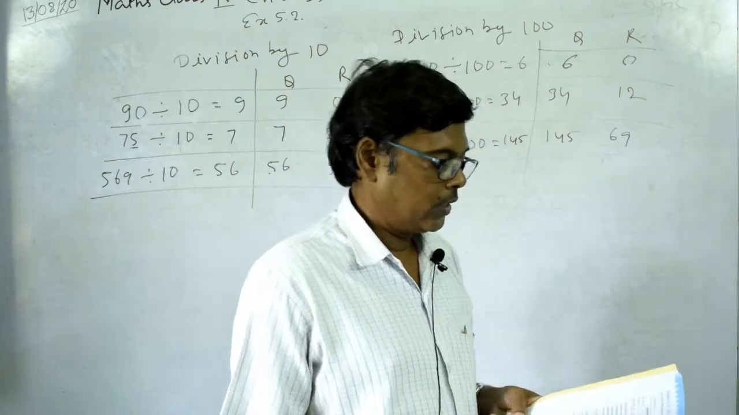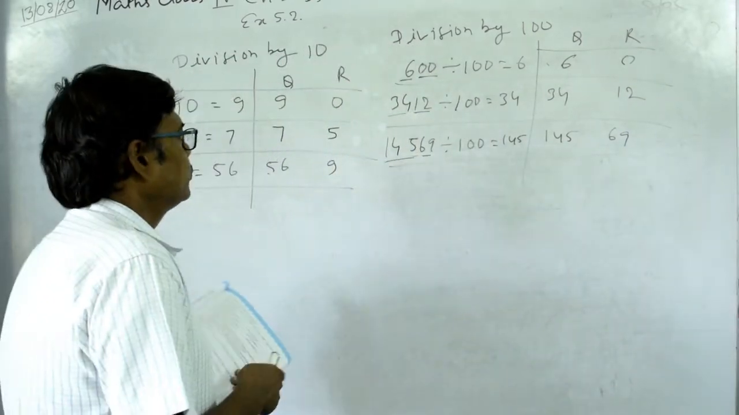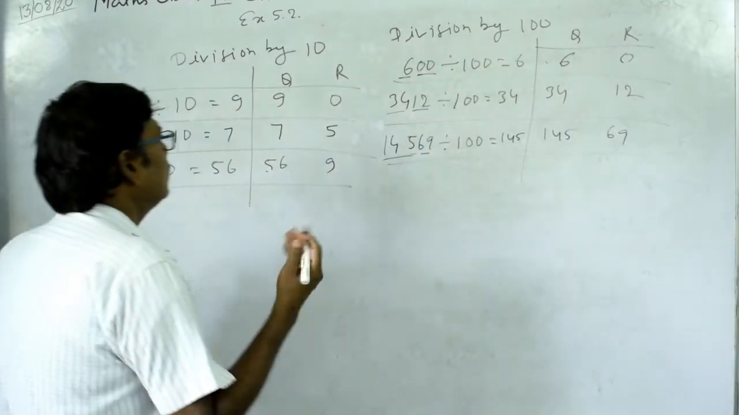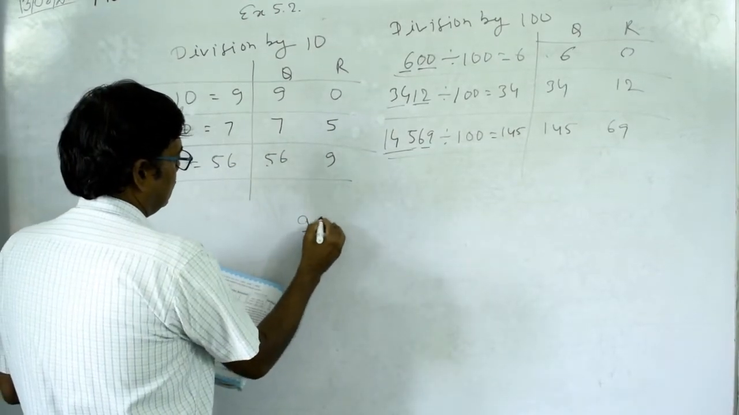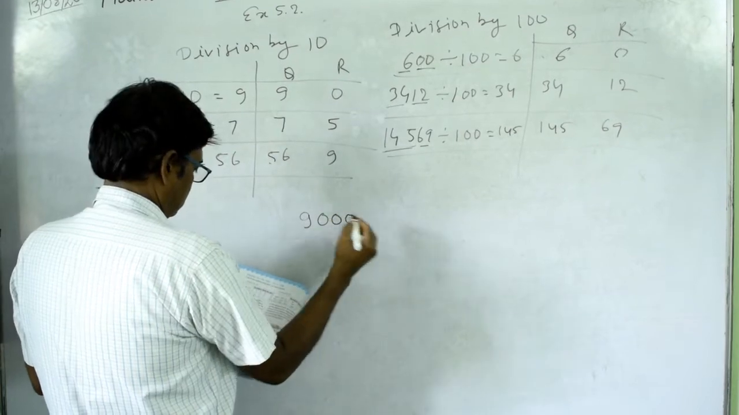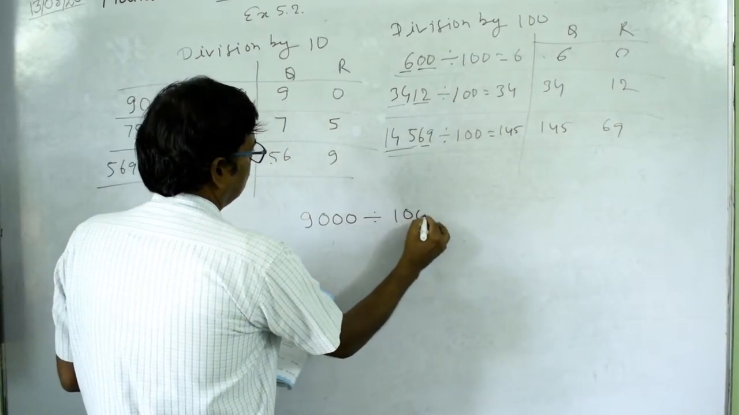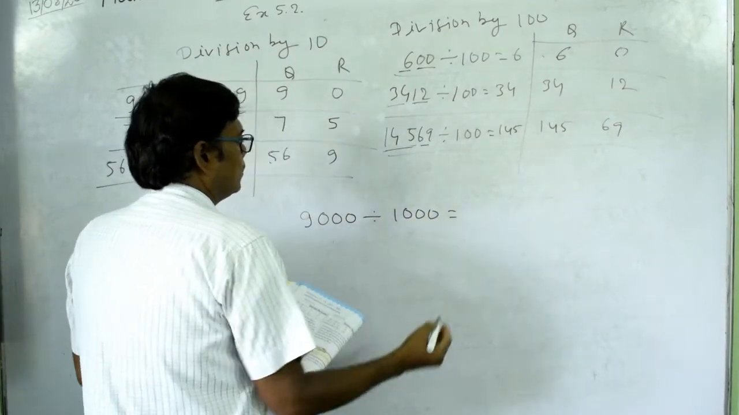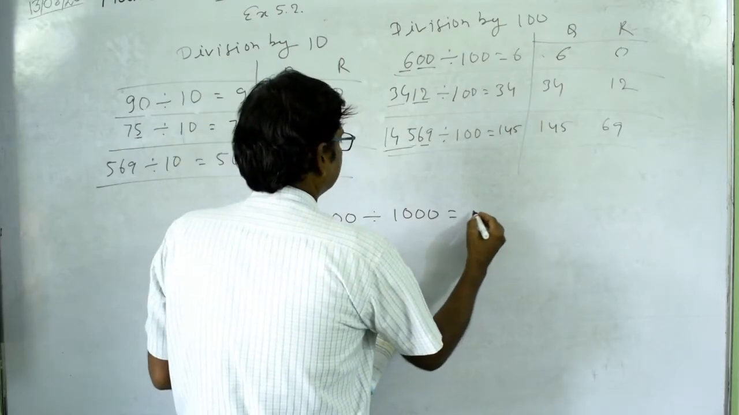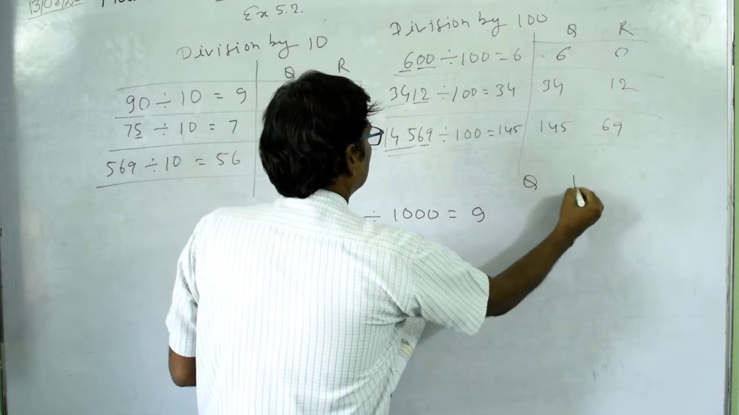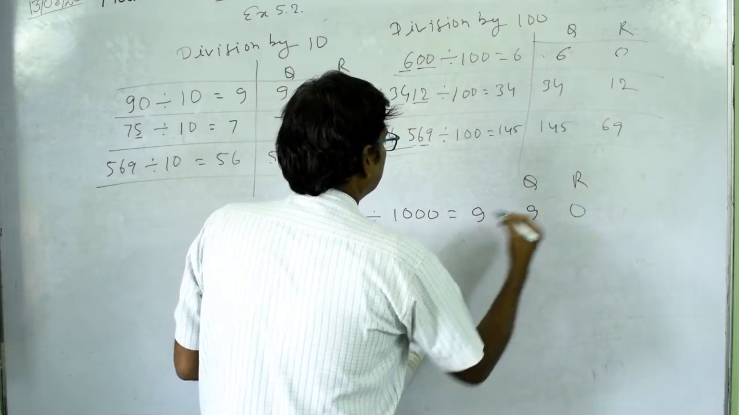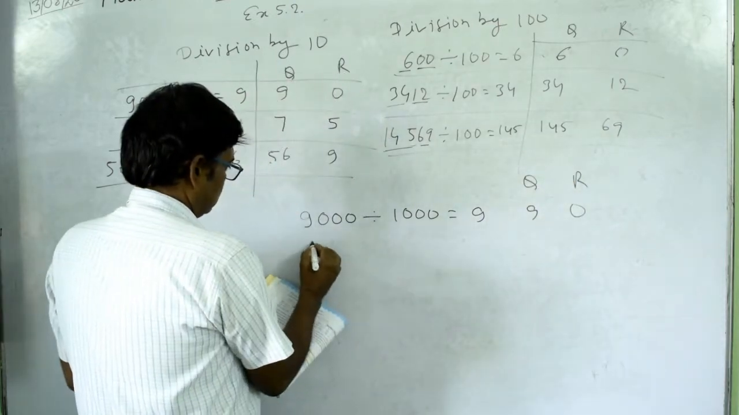Okay, so now division by 1000 also. If you divide any number by 1000, here the numbers are like this: 9000 divided by 1000. So here the quotient will be 9, and the remainder will be 0.